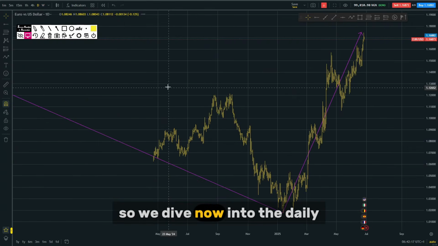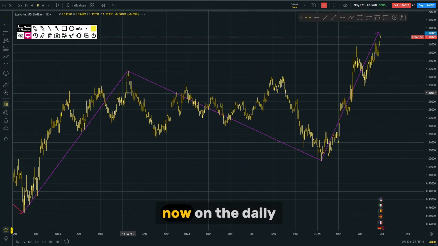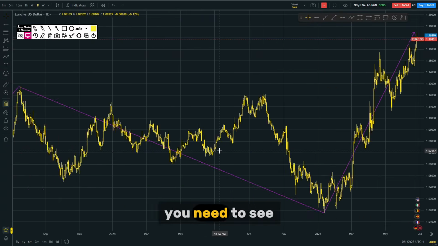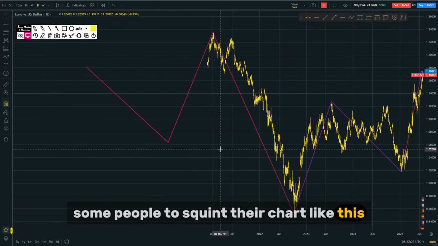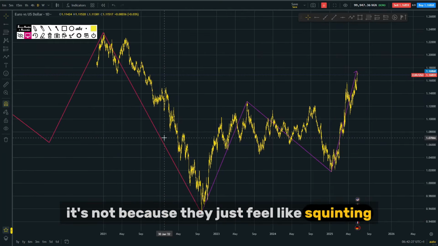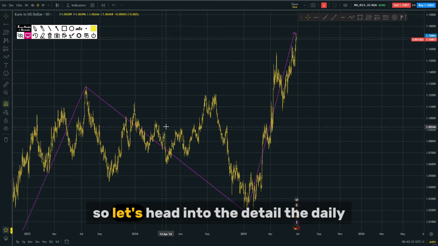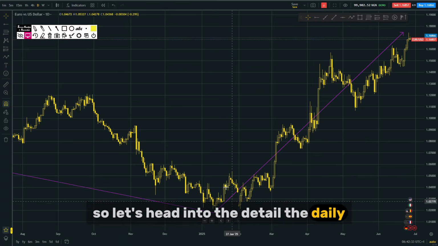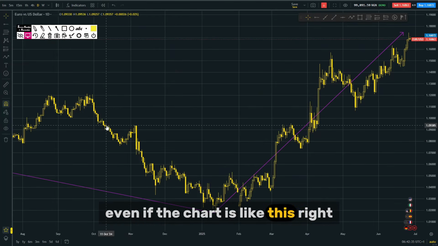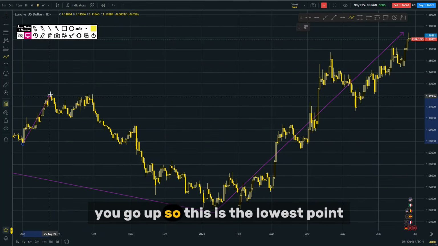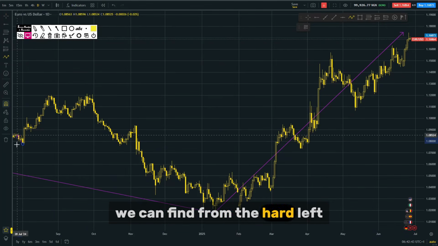So we dive now into the daily. On the daily, this is a lot of information to look at. You see some people squint their chart like this. It's not because they just feel like squinting it. It's because they want to see the clear structure. So let's head into the daily. Even if the chart is like this, you can't draw structure by just doing this. You go up. So this is the lowest point we can find from the hard left.